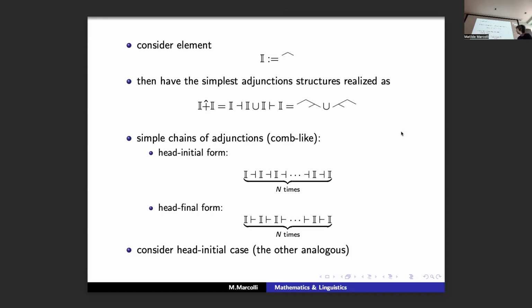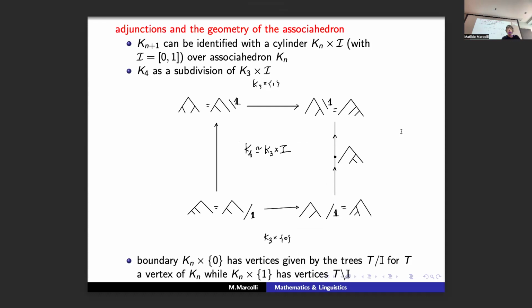And so one can think of this as the head initial chain of adjunction or the head final chain of adjunction, respectively. So this means that for these elementary adjunctions, there's a way of describing them in terms of what happens with the Tamari lattice and the associahedra.